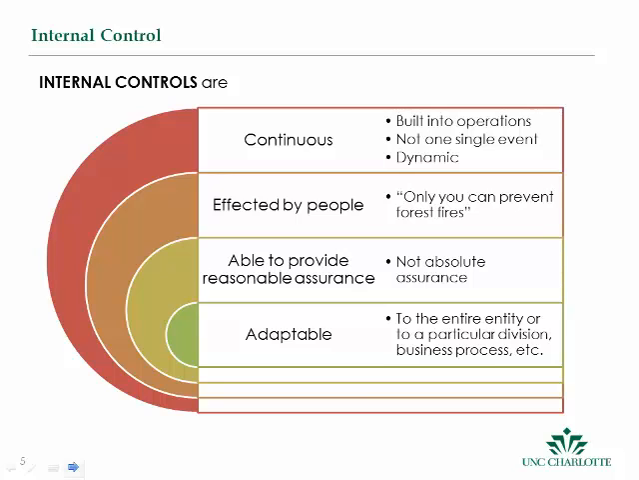Internal controls are able to provide reasonable assurance, not absolute assurance. Even the best designed controls are subject to other limitations that we'll talk about later. Internal controls are adaptable to the entire entity or to a particular division, business process, or other level of the organization. So, to recap, internal control is a process designed to help achieve objectives, and the controls themselves should be continuous, affected by us, able to provide reasonable assurance, and adaptable to different levels of the organization. As you can see, this definition is intentionally broad since internal controls can take on a variety of flavors.